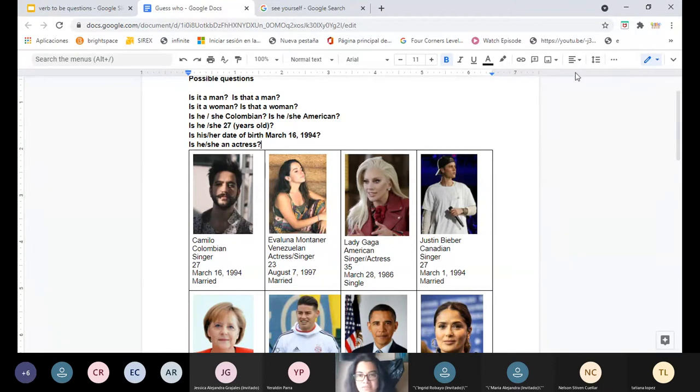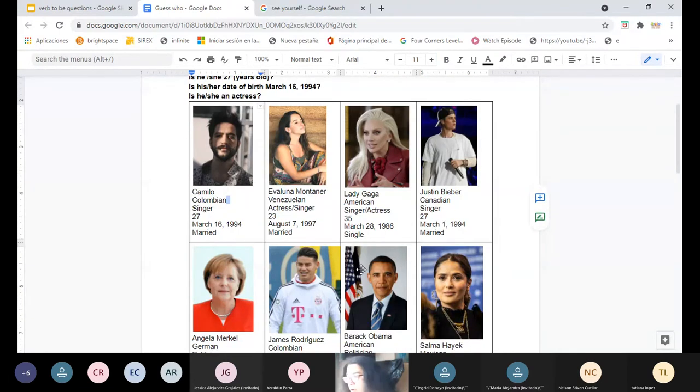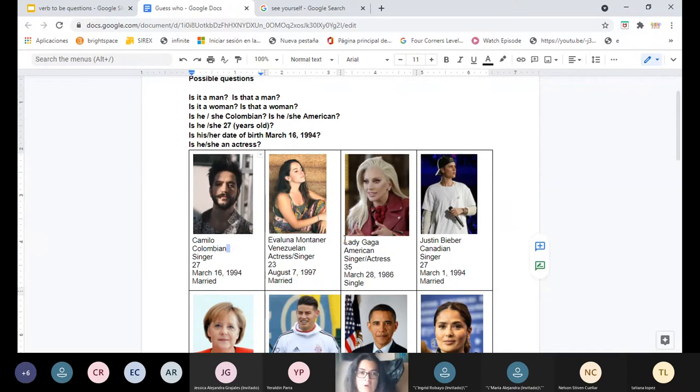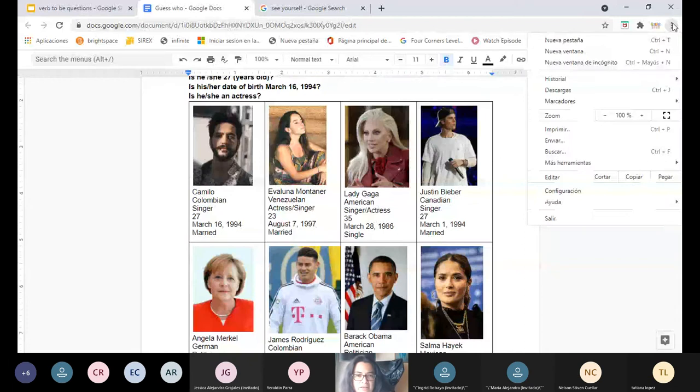So, remember the instruction in this activity, guys. I am going to think of one of these 8 people. The teacher selects one person. Your mission, guys, is to discover who the teacher is thinking about. How are you going to do it? You have to ask me questions. Possible questions: is it a man, is it a woman? Once we discover if it's a man or woman, una vez descubierto si es hombre o mujer, is he Colombian or is she Colombian? The age, is he or she 27? And is his date of birth this or that? Is he or she an actress? Is the instruction clear or not really? Please let me know if the instruction is clear.